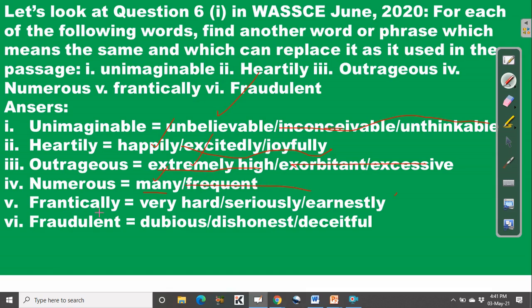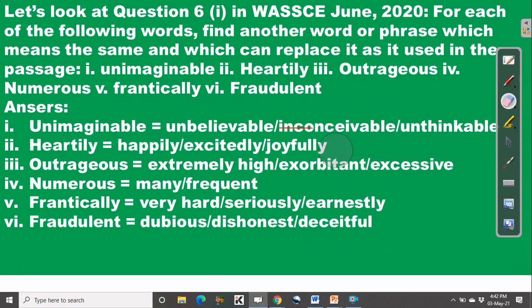Then frantically can be very hard. She tried very hard. Now, or seriously, if you pick very hard, then you cancel out the other one. Fraudulent can be dubious or dishonest or deceitful. If you choose dubious, then you cancel out the other one. So that is how to answer questions on contextual synonyms, or how to answer vocabulary questions.